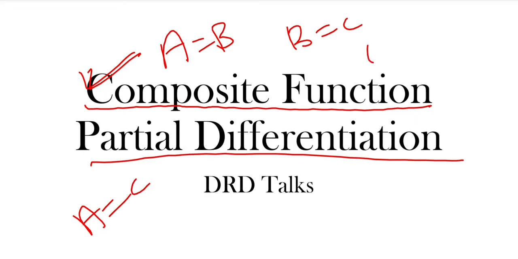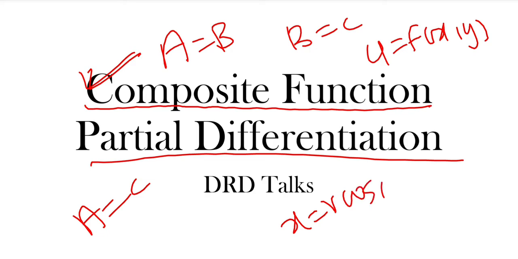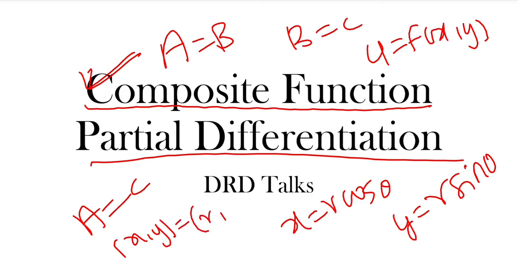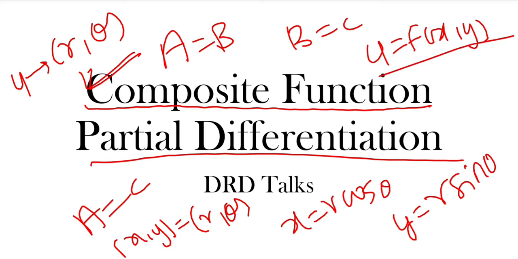In the same way, if u is a function of x, y and x is equal to r cos theta and y is equal to r sin theta, then x and y are functions of r and theta. Then u is a function of r, theta. Why? Because u is a function f of x, y, but x, y are functions of r, theta, so u is a composite function of r, theta.